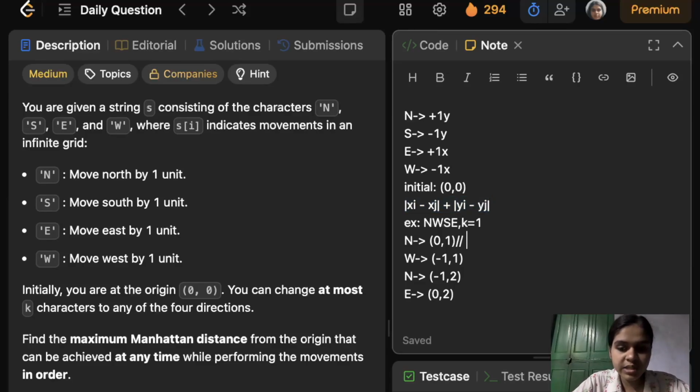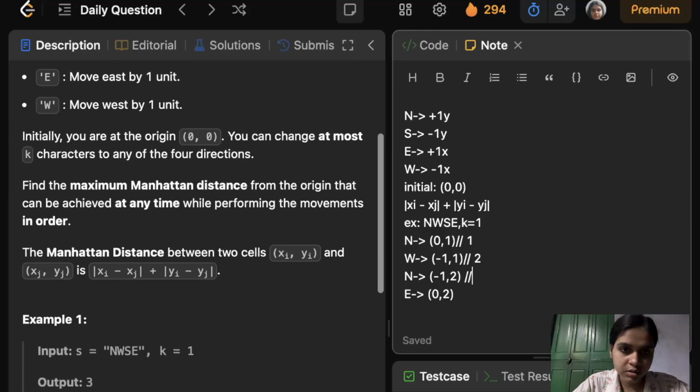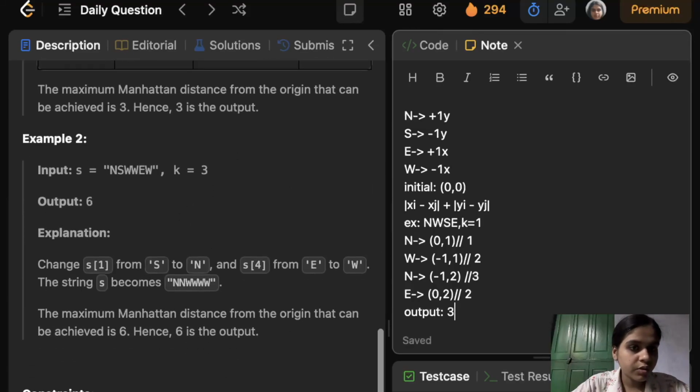Okay, so it will be simply 0 plus 1, that is 1. And this will be simply mod of minus 1 plus mod of 1, so it will be 2. This will be simply mod of 1 plus mod of 2, so it will be 3. It will be mod of 0 plus mod of 2, so it will be 2. So the maximum Manhattan distance we can get here is 3, so our output will be 3. Okay, understood this? So move on to the next example.